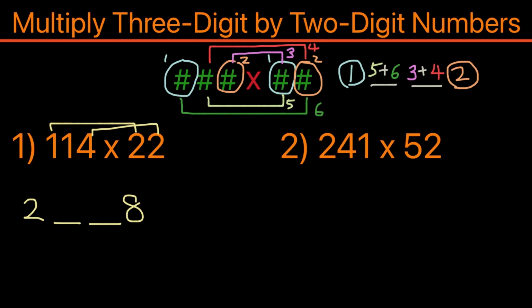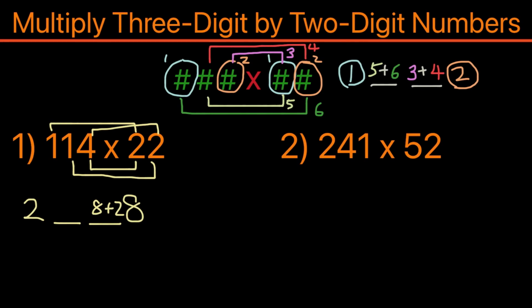Now the third step, we're taking this number multiplied by this number. So 4 times 2 is 8. So we'll put a little 8 here. And then for the fourth step, we're taking this number multiplying by this number. And 1 times 2 is 2. So we're adding 2 here.